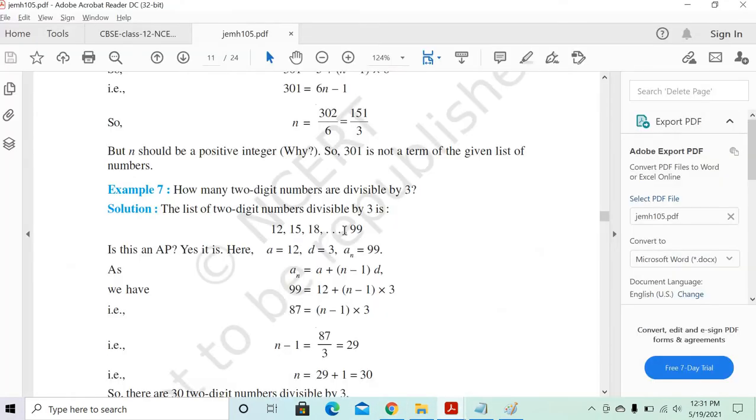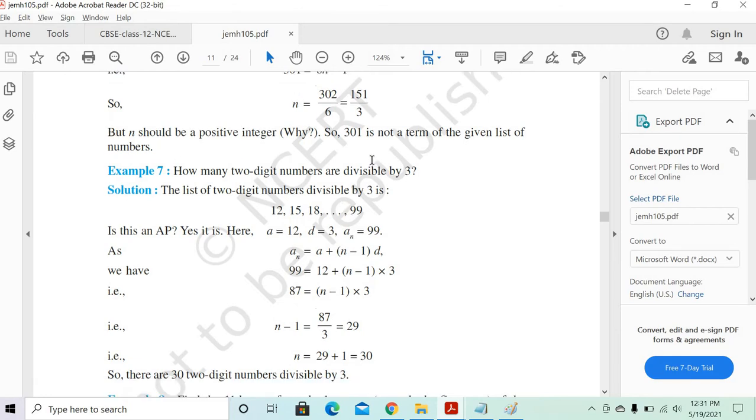Sir, I'm not getting this example. Okay, no problem. Let me explain to you how many 2-digit numbers are divisible by 3.